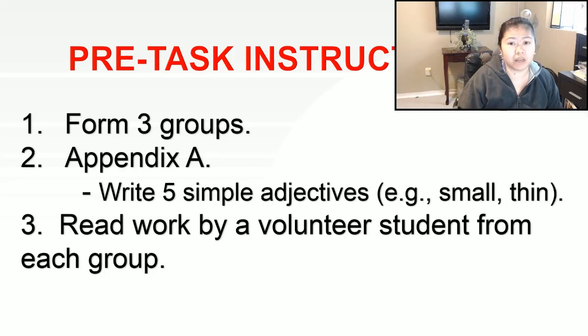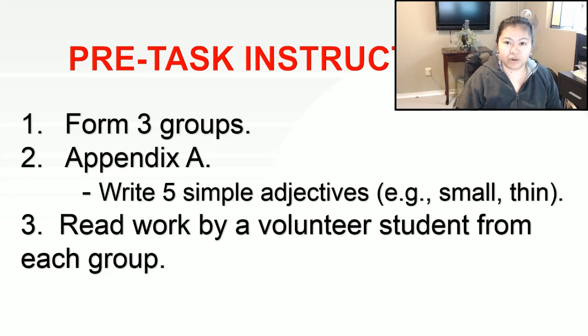But before we do that, I'd like you guys to form yourselves into three groups. So regardless of how many you are, for example, like 3 to 4 maybe or 5 members in a group, I've sent you two appendices, Appendix A and B. So I want you to take out Appendix A where you will write 5 simple adjectives. For example, small, thin, big, whatever. So that describes an event, a person, or a thing. And after you have done that pre-task, I will ask one representative from each group to read your work before the class, okay?